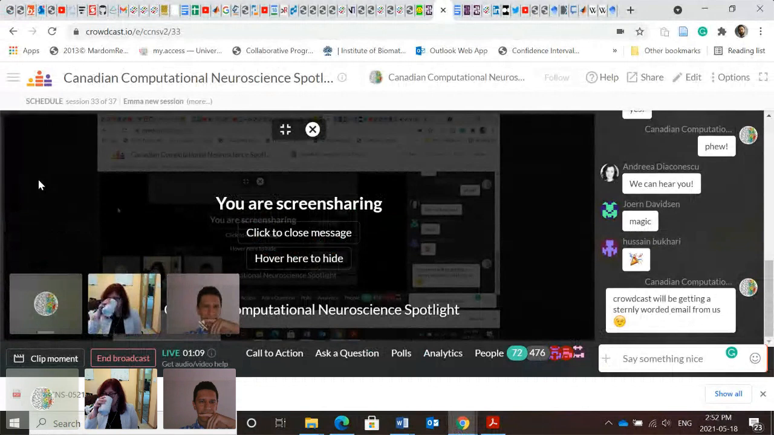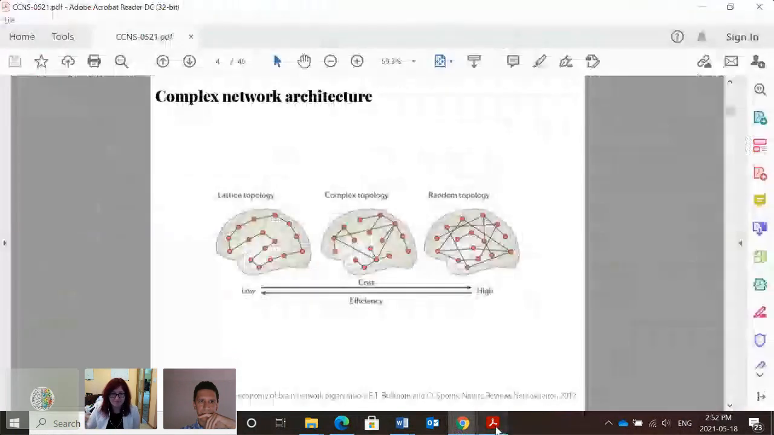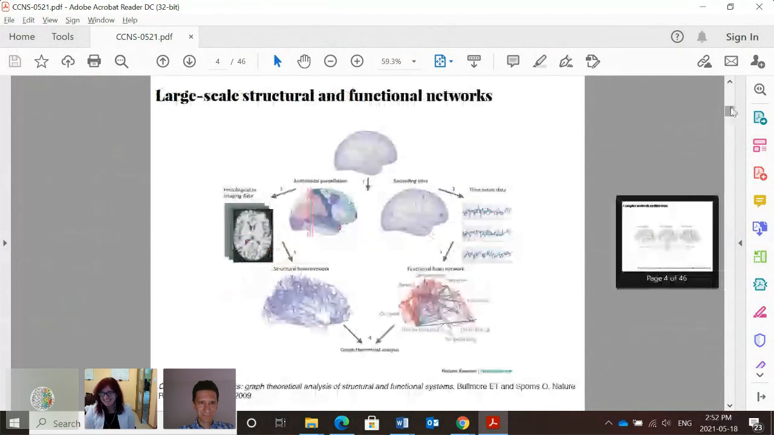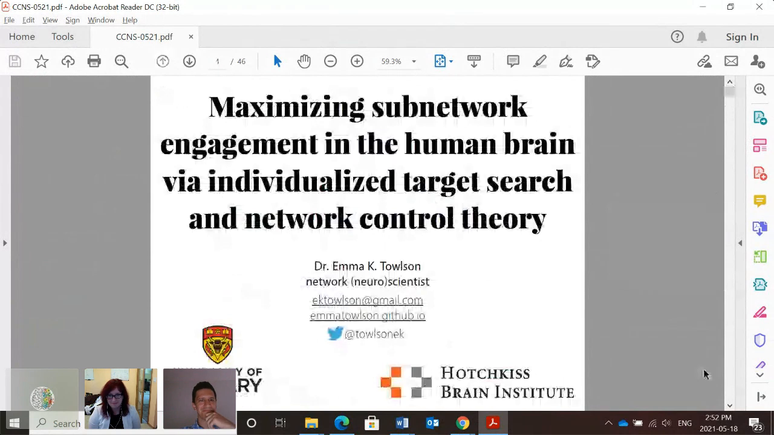So Emma, can you see my screen right now? Yes. And can you check if others can also see in the chat? Can you guys see? Maybe just write in the chat. Yes, you see a slide with 3 brains and network schematics on it. Yes. I think we're finally there. Okay, so probably we can start from your second slide or first.